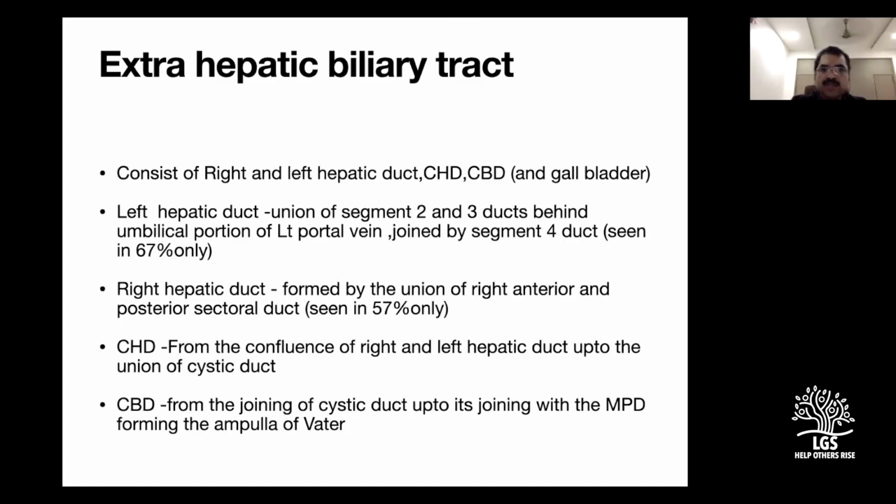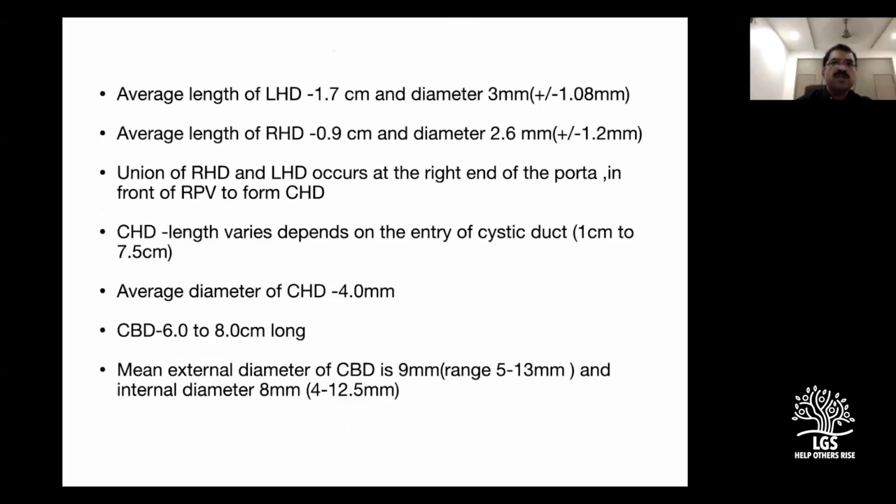The right hepatic duct is formed by the union of the right anterior and posterior sectoral ducts. But this type of union is seen only in 57% of cases. The common hepatic duct starts from the confluence of the right and left hepatic ducts up to the union of the cystic duct, and the CBD runs from the joining of the cystic duct up to its joining with the main pancreatic duct, forming the ampulla of Vater.